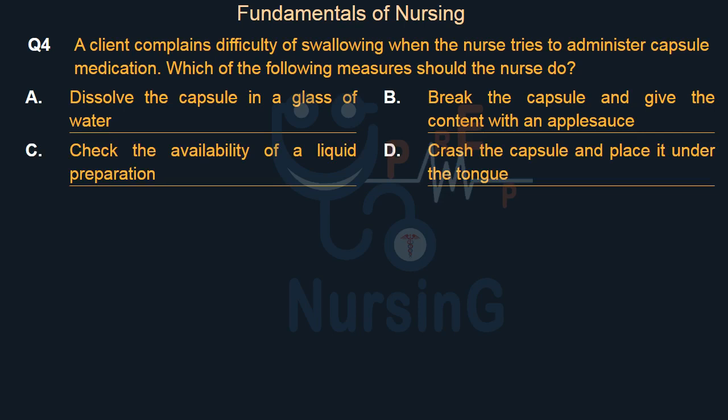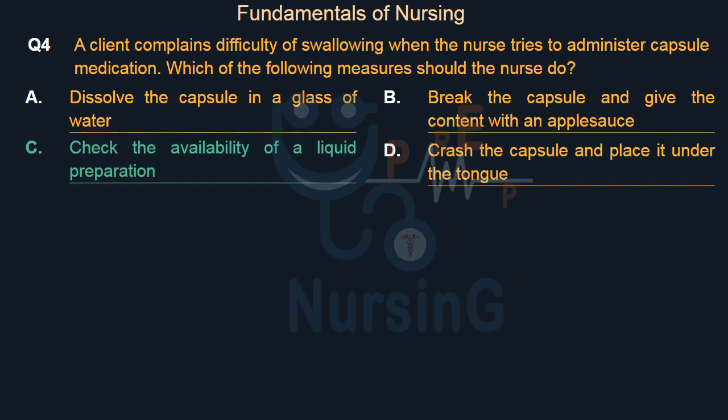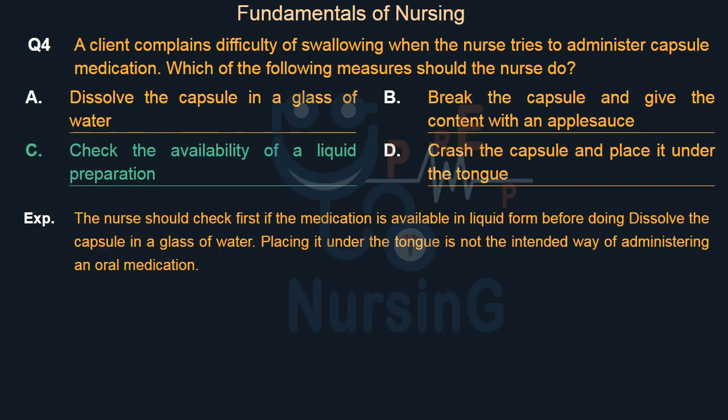Right answer is Option C. Check the availability of a liquid preparation. The nurse should check first if the medication is available in liquid form before dissolving the capsule in a glass of water. Placing it under the tongue is not the intended way of administering an oral medication.